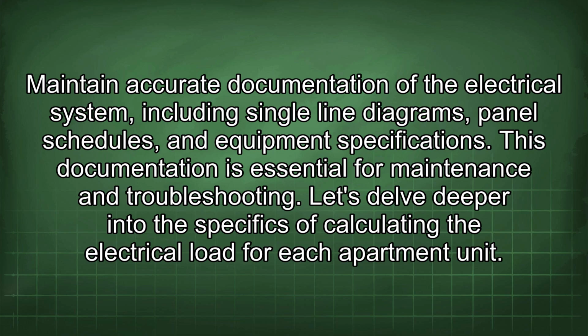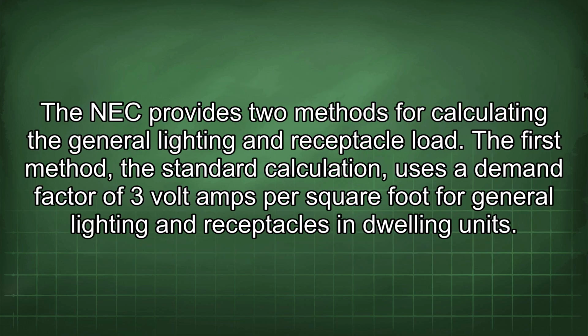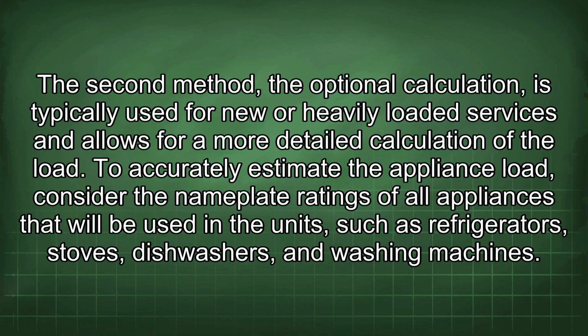Let's delve deeper into the specifics of calculating the electrical load for each apartment unit. The NEC provides two methods for calculating the general lighting and receptacle load. The first method, the standard calculation, uses a demand factor of 3 volt-amps per square foot for general lighting and receptacles in dwelling units. The second method, the optional calculation, is typically used for new or heavily loaded services and allows for a more detailed calculation of the load.